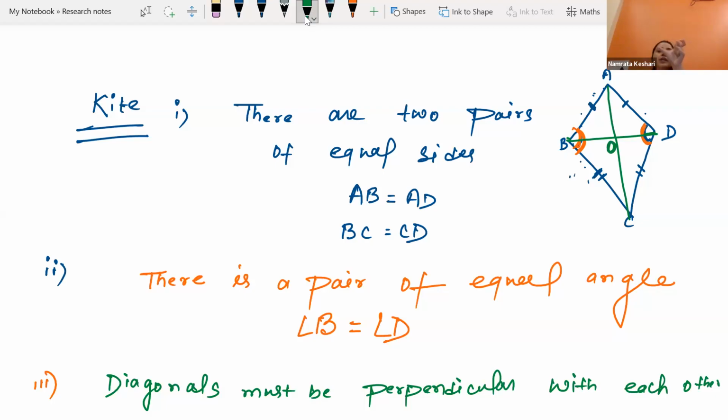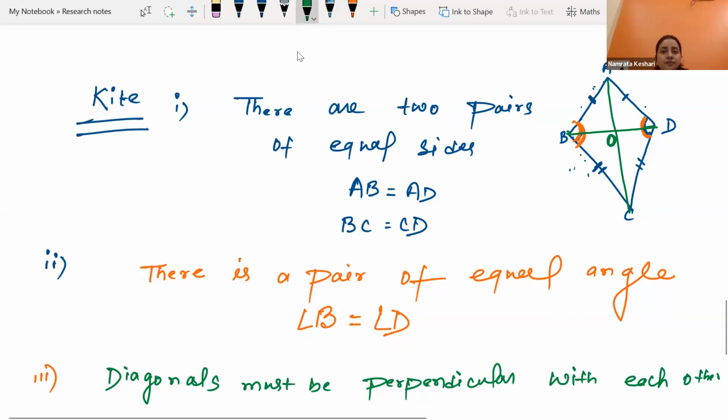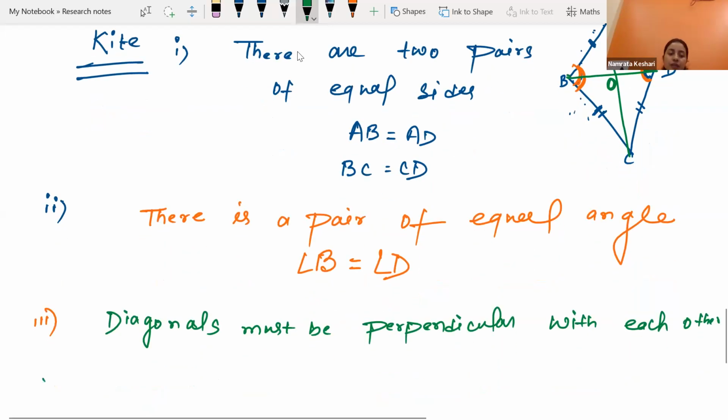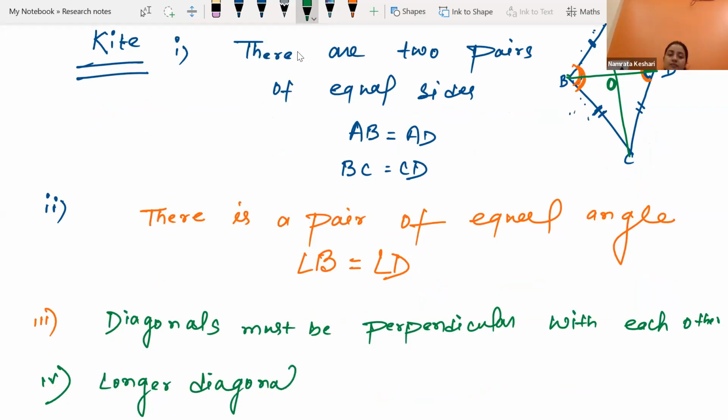The smaller diagonal BD is getting divided in two equal parts. That is, BO is equal to OD by the longer diagonal. Am I making sense to all of you? The longer diagonal is cutting the smaller diagonal in two equal parts. Getting it? Yes, ma'am. So I'm writing it over here that the longer diagonal is bisecting the smaller diagonal.